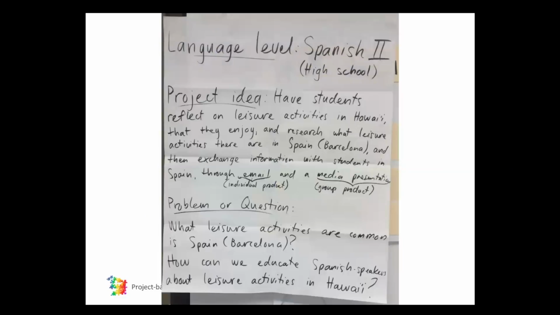Here's a great example of where a project started. The initial idea was to share leisure activities in Hawaii and compare them to the Spanish-speaking world through a media presentation. It was definitely a great starting idea. However, after using the product square, let's see how the project was revised.